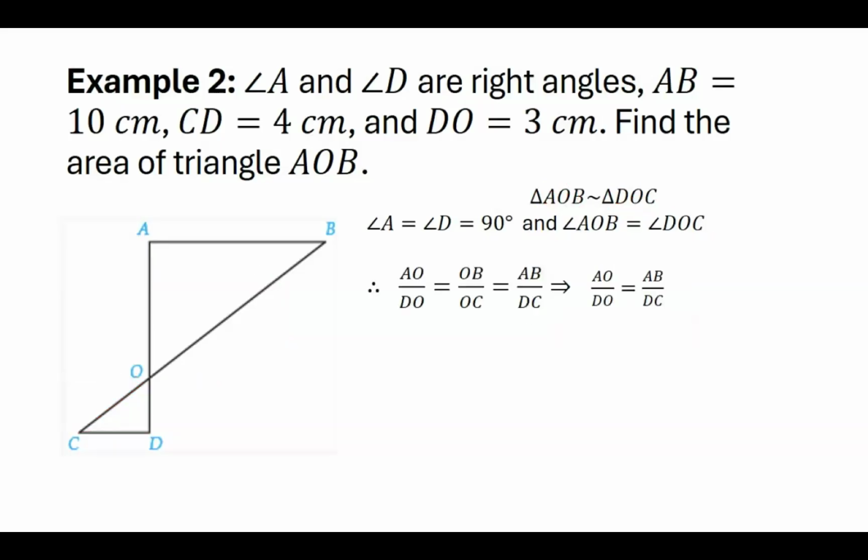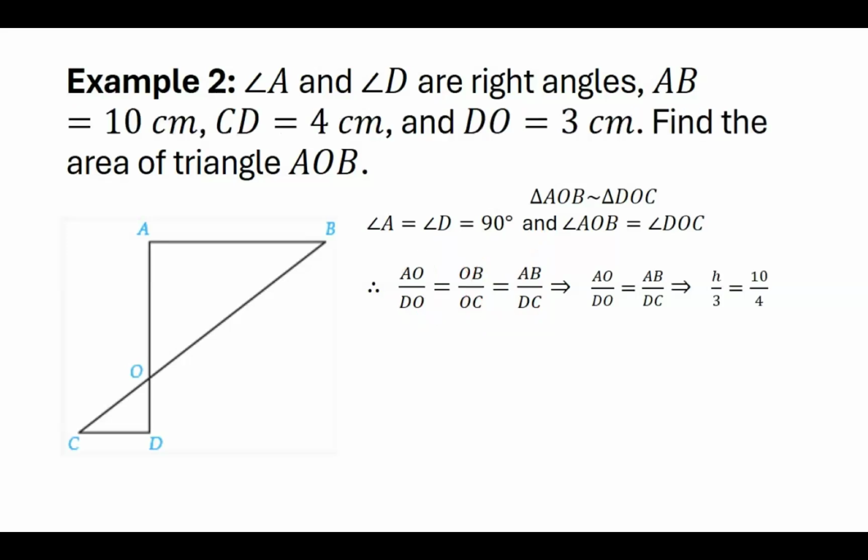All right. So now that I have those fractions, the ones that I want to emphasize are the ones that I know. So notice that we know AB. Out of those three fractions, whenever we have three fractions like this, for the most part, we only use two at a time. So the two that I want to use are the first one, AO over DO, equals AB over DC. Those are the two that I want. All three are equal, but I don't need the middle one for now.